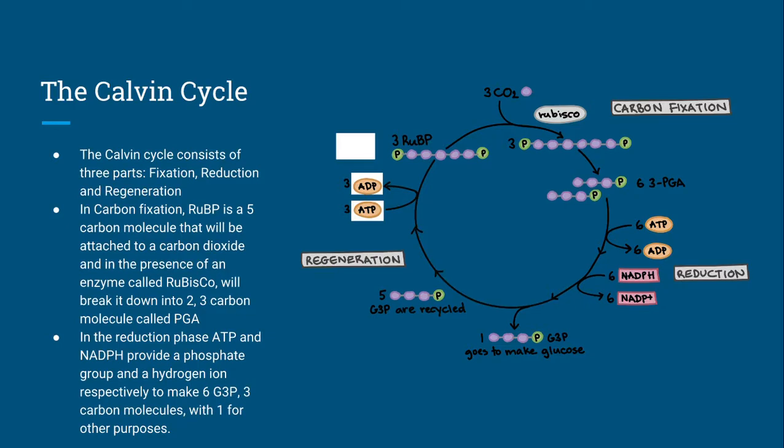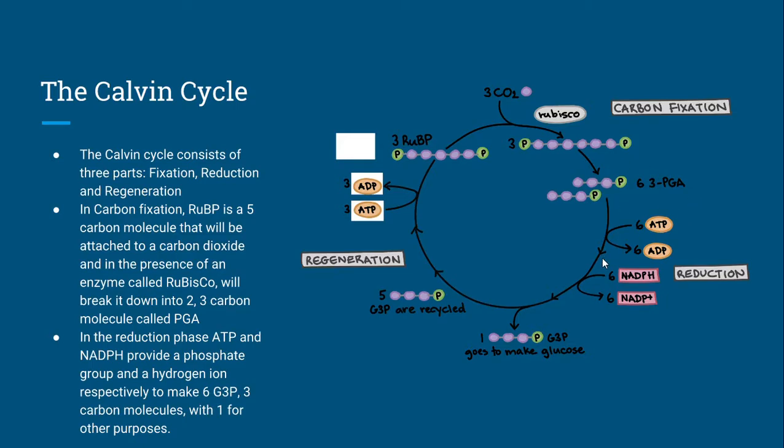So the Calvin cycle, or dark cycle, consists of 3 parts: fixation, reduction, and regeneration. In carbon fixation, RuBP, a 5-carbon molecule present in the organism, will be attached to a carbon dioxide, and in the presence of an enzyme called rubisco, the most abundant enzyme on Earth, it will help to break it down into 2 3-carbon molecules called PGA.